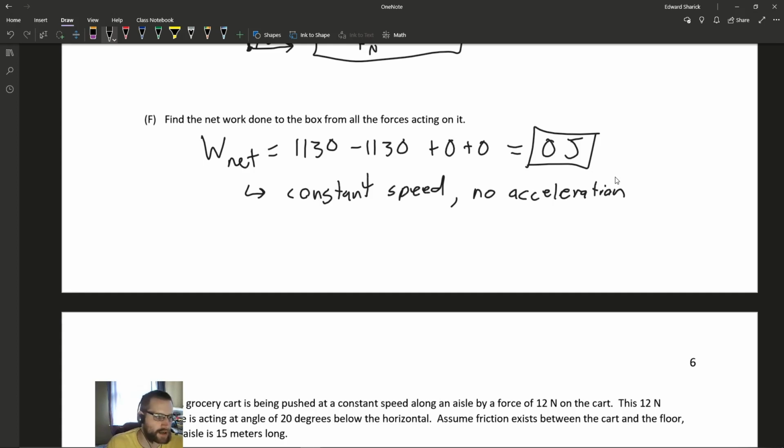All right, so that's this example, and hopefully you were able to work through some of that on your own and maybe answer some of the questions. And good job if you were able to do that.